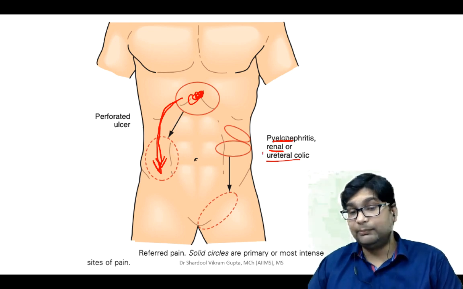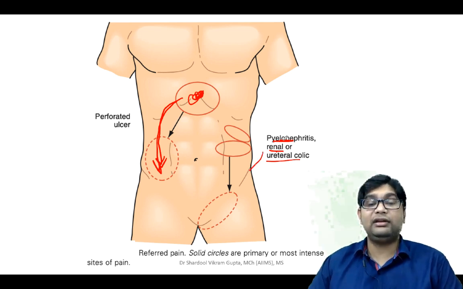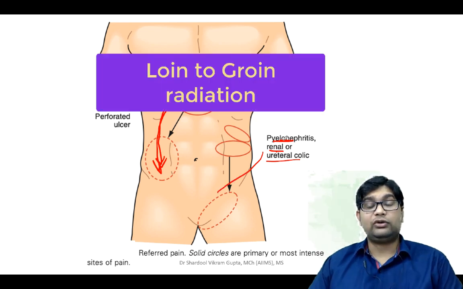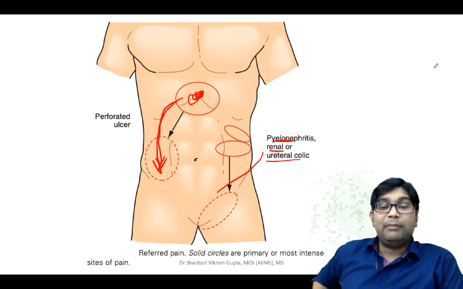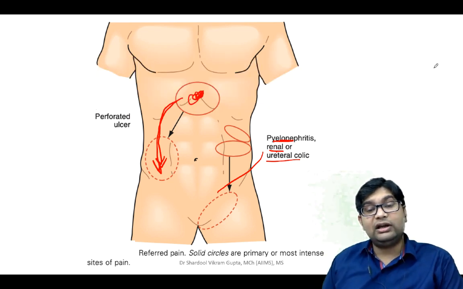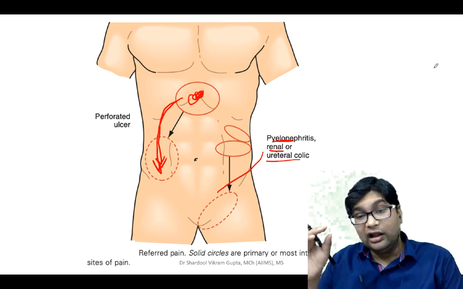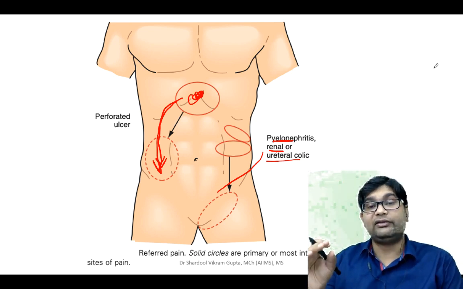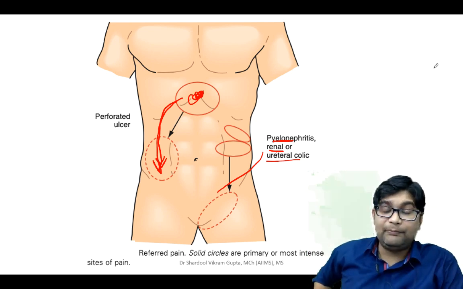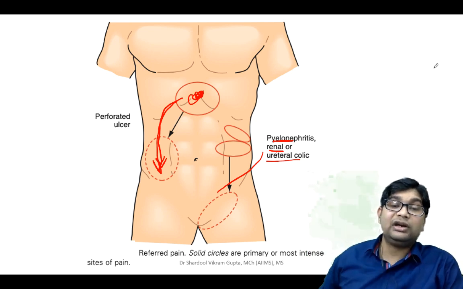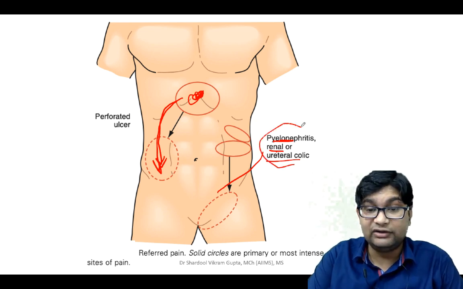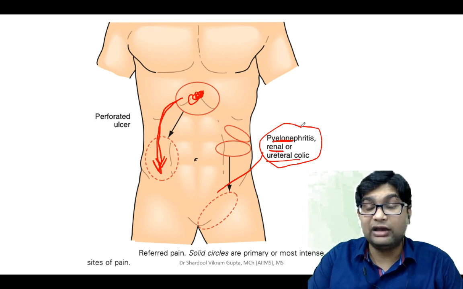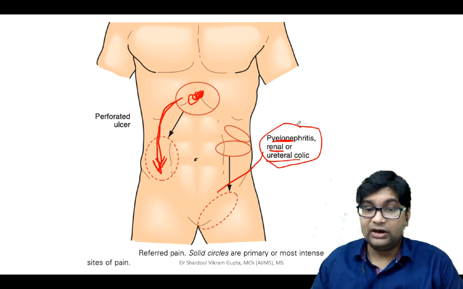So the typical kidney stone pain is said to have a loin to groin radiation. The patient will say that I am having pain in the loin, but I am also feeling pain in the groin region, especially when it is ureteric colic. The pain will be referred to the groin region. The patient will say that I am having pain in the flank, which is going in the groin region also. So you must elicit this movement of the pain, then only you can go towards a particular diagnosis.